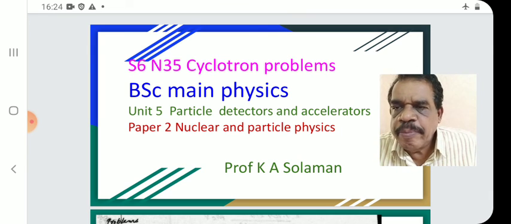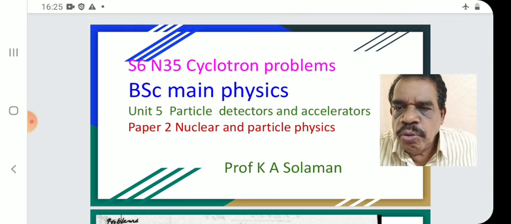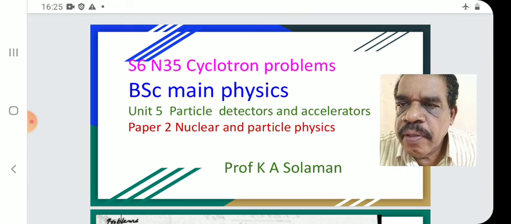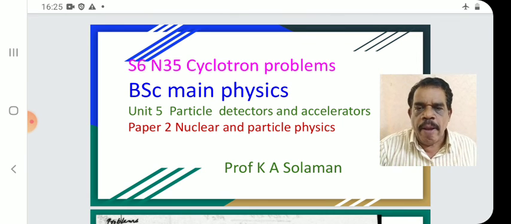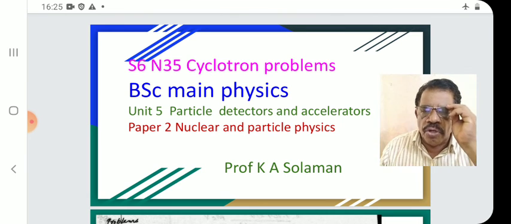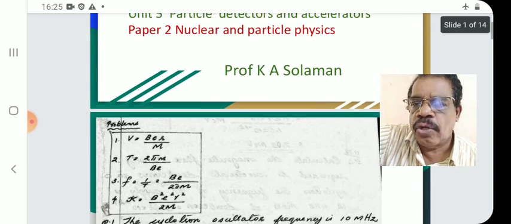Class number 35, semester 6. This is paper 2, nuclear and particle physics. Today we see cyclotron problems. In the previous class we have studied cyclotron, and today we do some problems related to cyclotron.